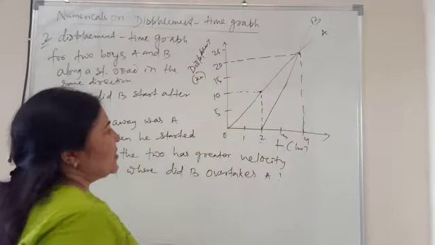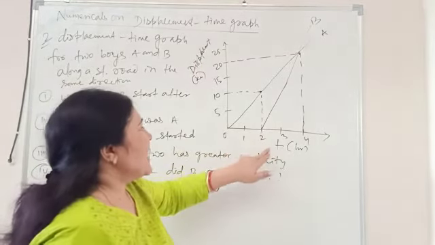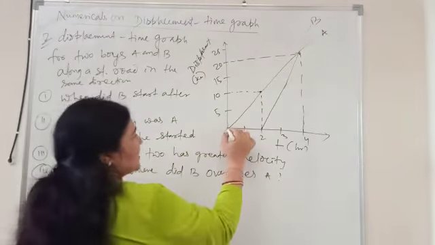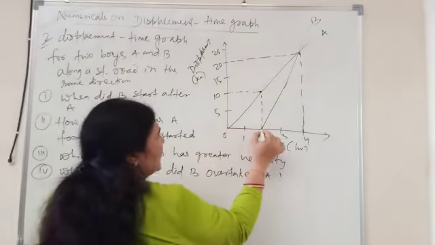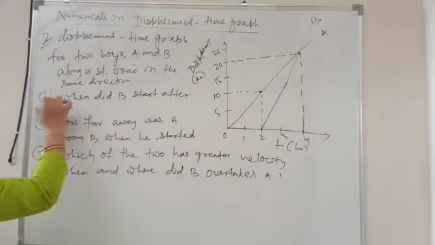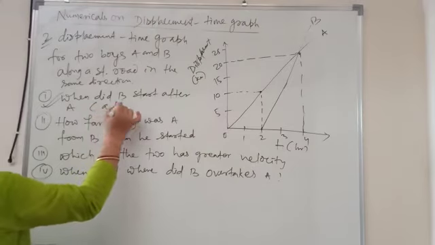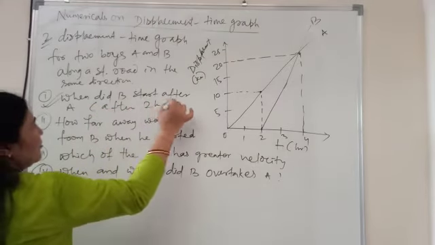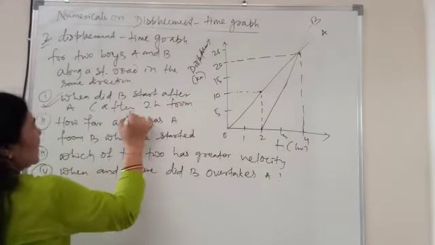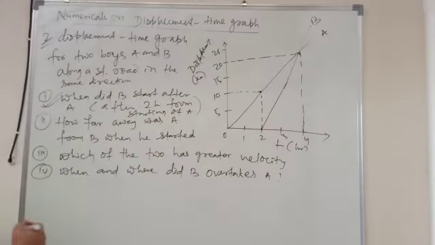Now see here, after 2 hours B is actually starting. Look at here, A started from this point when the time was 0, but B started after 2 hours. So that was the first part of the question. When did B start after A? So you can write the answer is: after 2 hours from the starting of A. So this is the answer for this one.